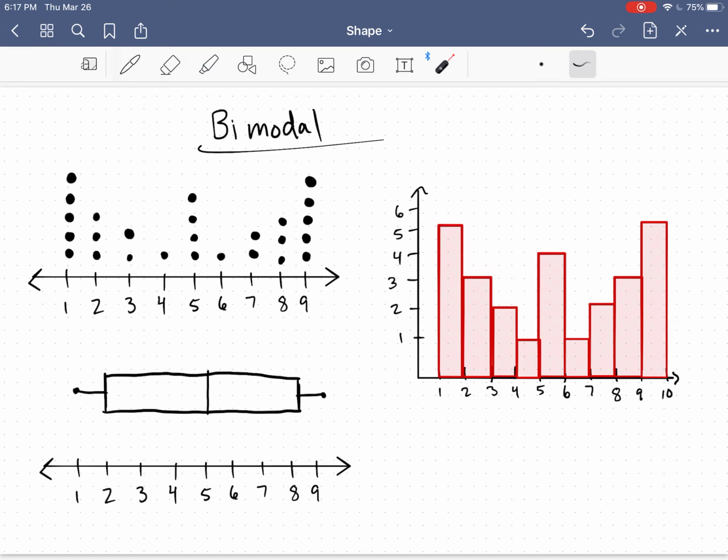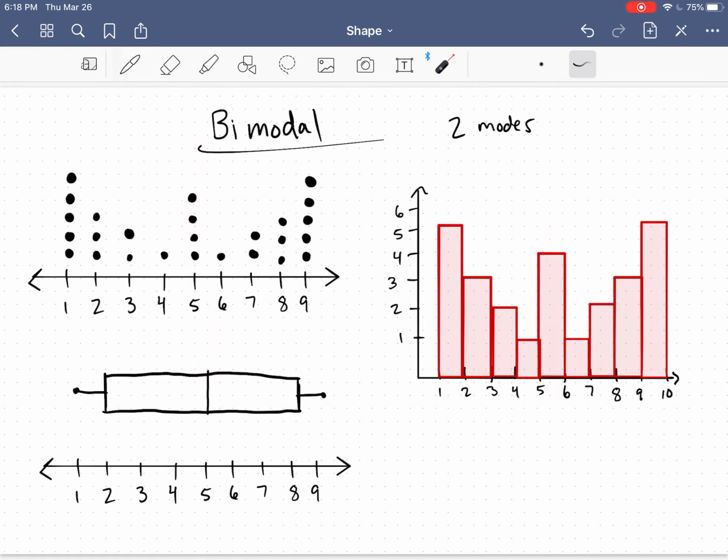And then the last one I want to talk about is a bimodal graph. Now, a bimodal graph does not have to look like this. It is possible that the modes could be in different locations. A bimodal graph means that it has two modes. Two things are occurring at the same time. Now, this particular graph that I've drawn is going to be symmetrical, so it's symmetrical through the mean and the median.